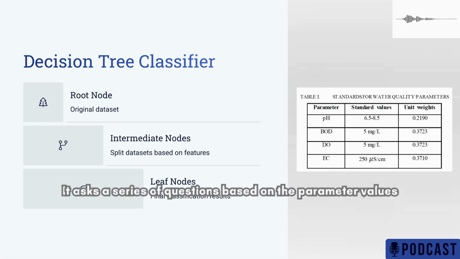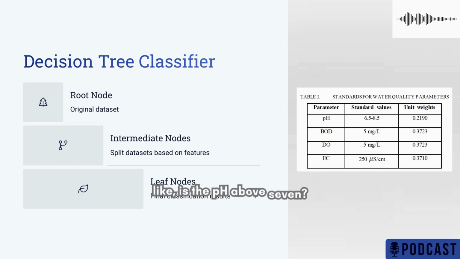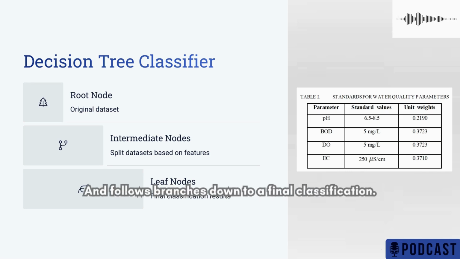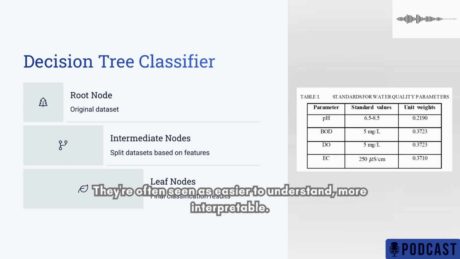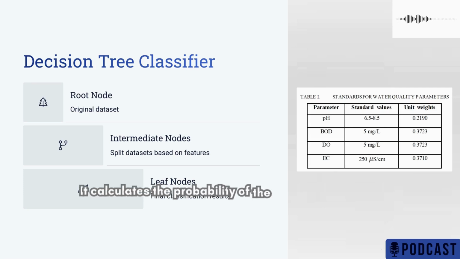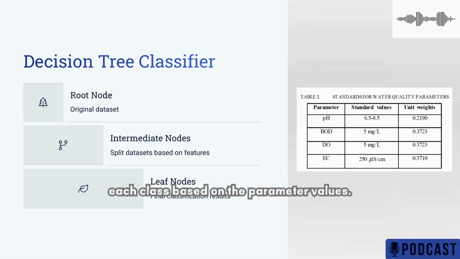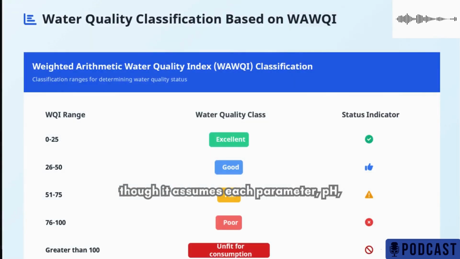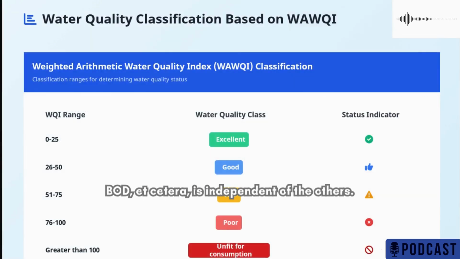It asks a series of questions based on the parameter values, like is the pH above 7, is the BOD below 5, and follows branches down to a final classification. They're often seen as easier to understand, more interpretable. Like a yes-no path. And Naïve Bayes uses probability. It calculates the probability of the water belonging to each class based on the parameter values. It makes a naive assumption, though. It assumes each parameter, pH, BOD, etc., is independent of the others.